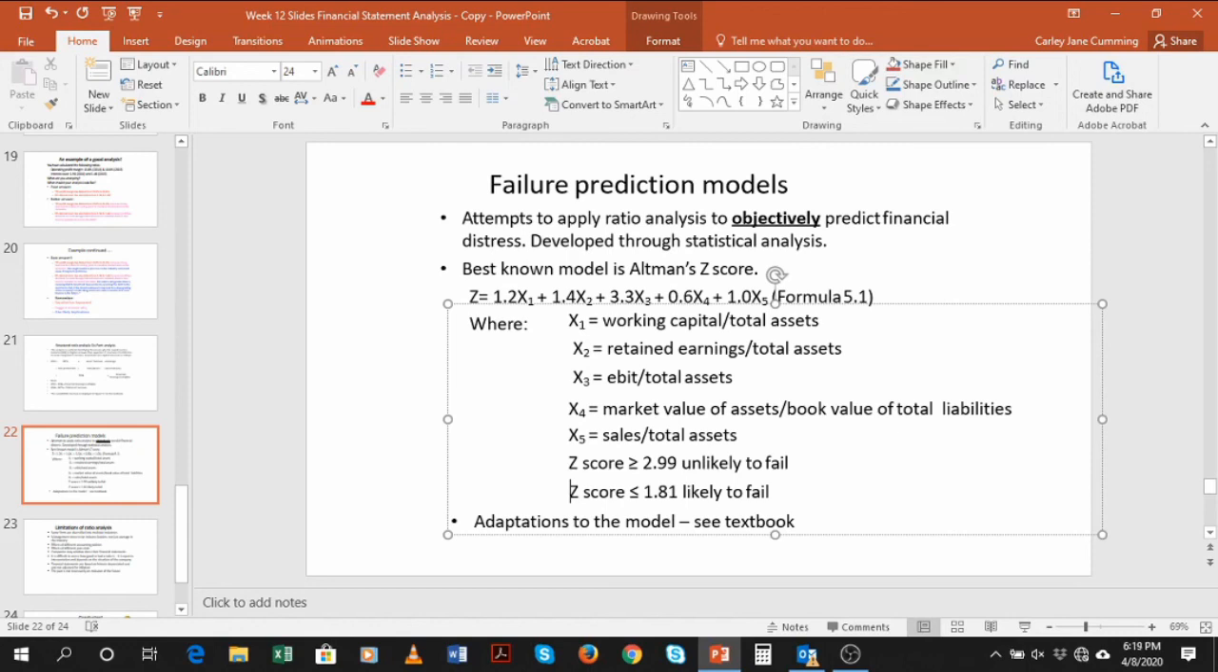Altman has updated and improved this original model with a new Zeta model. So it has been claimed that the new model can predict financial distress with a greater degree of accuracy. So the updated model is in your textbook if you want to have a look at it. There have also been similar models developed in South Africa. One by Dr. J.H. Delaray has been developed, and the formula for this is also in your textbook.